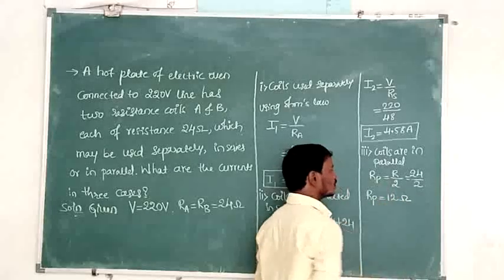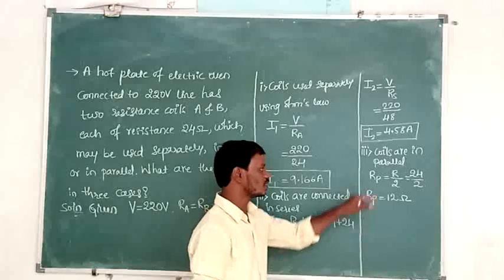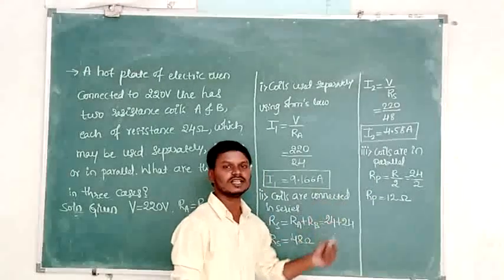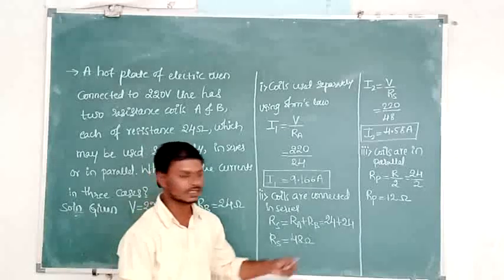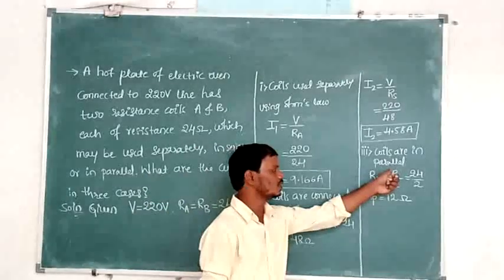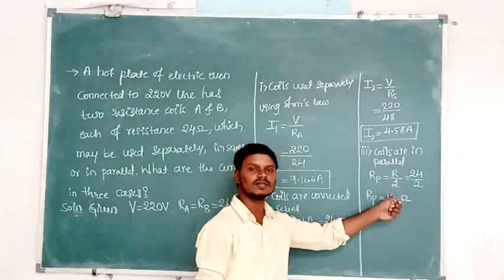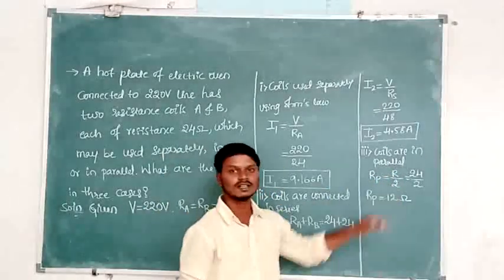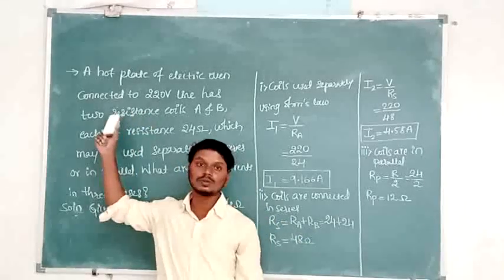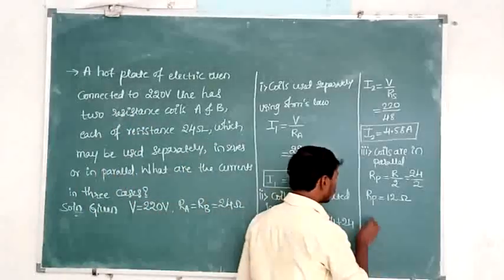So Rp is 12 ohm. Remember this formula, it is very important. If identical resistors are connected in parallel, how do we find their effective resistance? Rp is equal to the resistance of each resistor divided by the number of resistors connected in parallel. How many coils are connected here? Two coils.